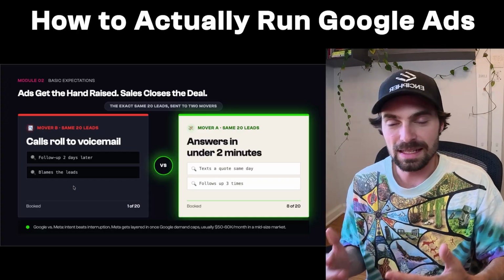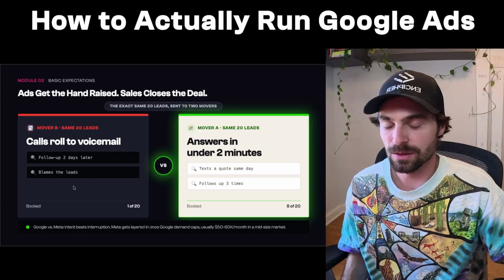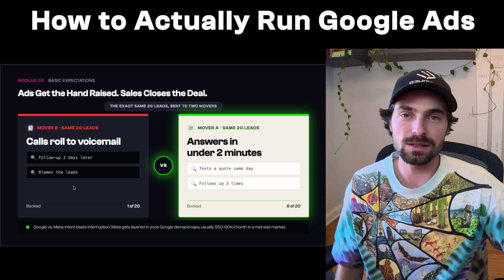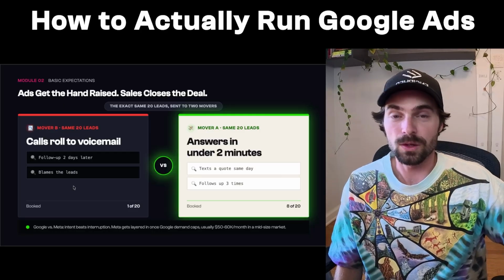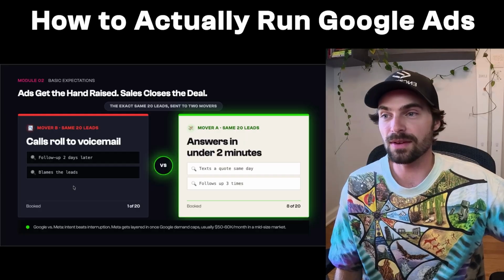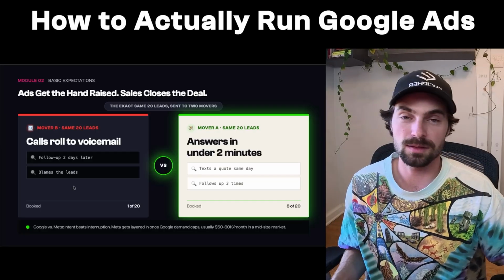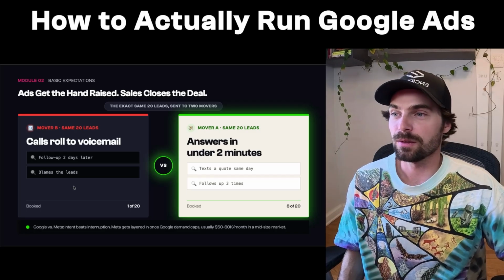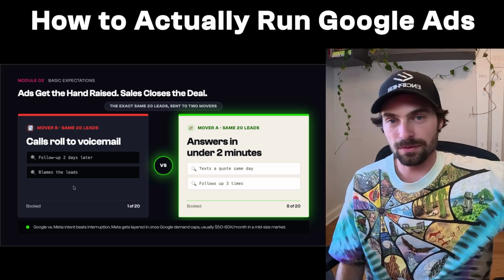So you really need to think about that if you're running Google Ads or if you're thinking about running Google Ads. I'm not saying you need to build out this crazy backend sales system. You literally just need to answer leads as fast as you can and follow up with them as much as possible. Okay. One last little tangent on this is Google Ads leads are way different than a referral.